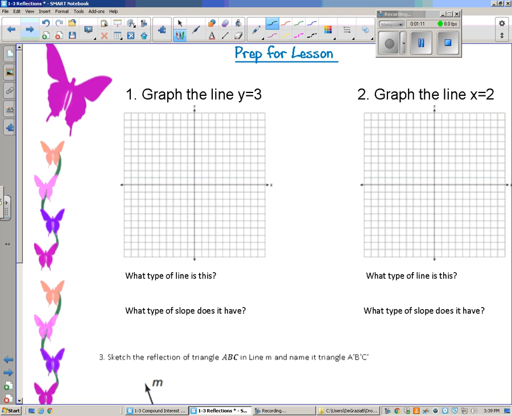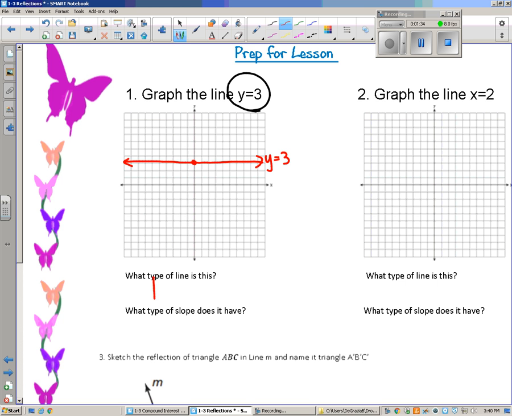So we're going to begin. Some prep for the lesson is just knowing how to graph lines. We looked at this in algebra last year. Graphing the line y equals 3. Y is equal to 3, 1, 2, 3, right here on the y-axis, and the line y equals 3 is going to be a horizontal line through that point. So there's your line y equals 3.